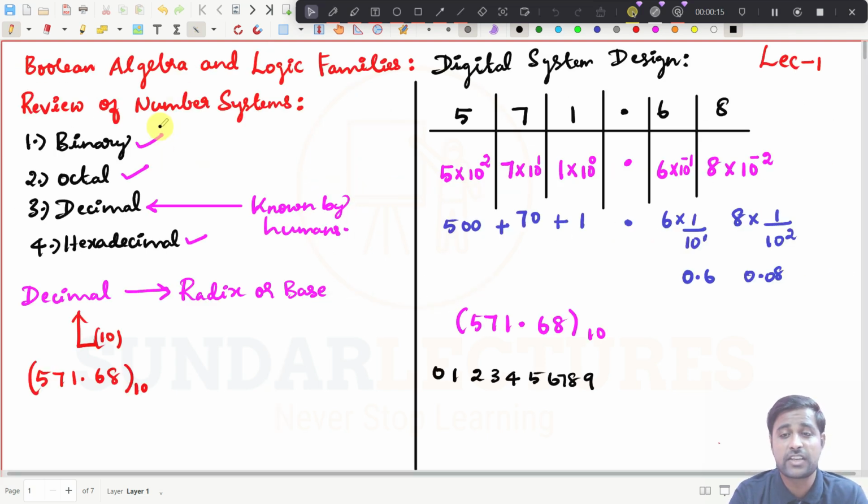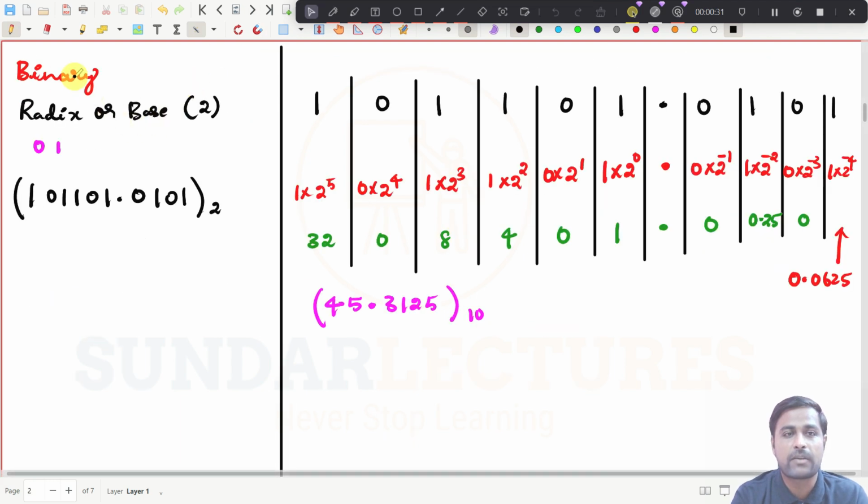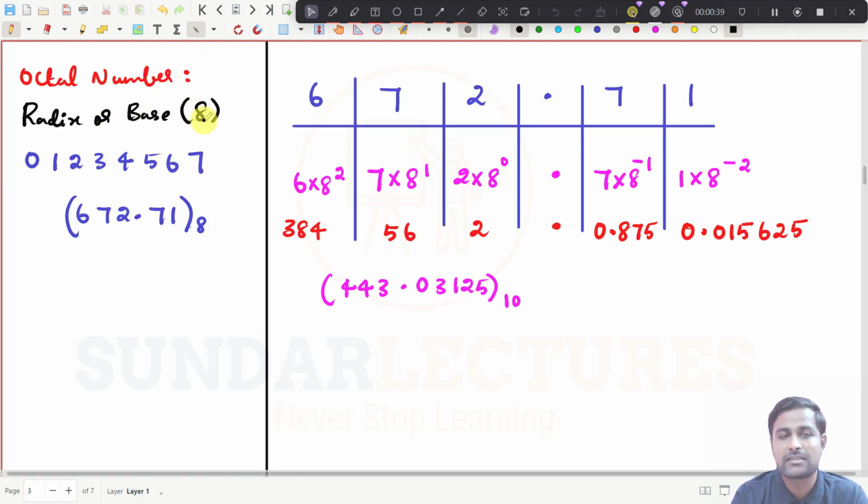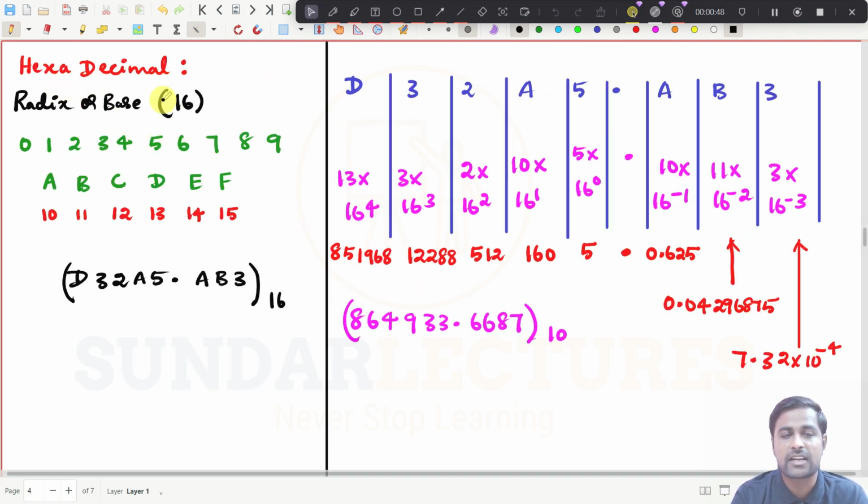What are all the topics we have seen in the previous class? We have started with the review of number systems, and in that we have seen 4 different number systems: binary, octal, decimal, and hexadecimal. We started with the decimal. The base of decimal is 10, and we saw how decimal numbers work. Then we went to binary, the base is 2, and we saw how to convert the binary number into a decimal number. Then we saw octal, the base is 8, and how to convert the octal number into a decimal number. Then we saw hexadecimal, the base is 16, and how to convert a hexadecimal number into a decimal number.